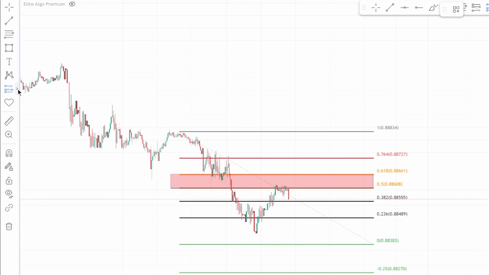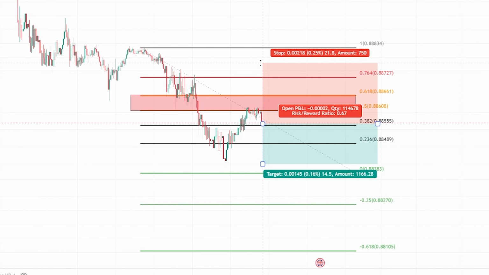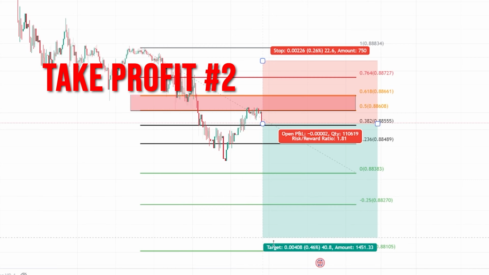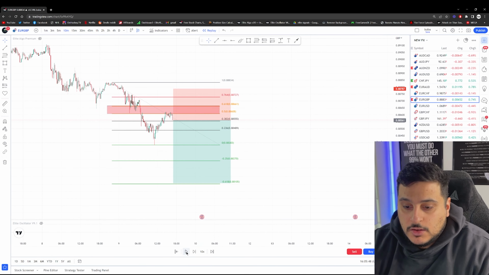So we're going to take the position size tool. We're going to set our stop loss between the red and the black. Again, very simple. Then we have our first take profit, our second take profit, and our third take profit right here. Very, very simple, guys. And then we just run the trade.